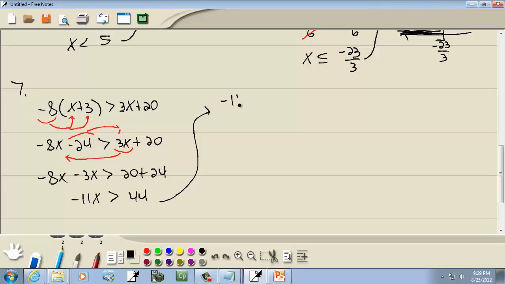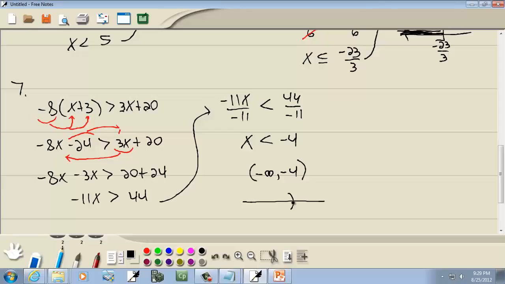Last step, divide both sides by the number in front of your x. So we're going to divide both sides by negative 11. Now we're dividing both sides by a negative number, so our greater than becomes a less than. We flip our inequality symbol. And we got x is less than negative 4. That's going to negative infinity. Less than negative 4 means it doesn't include negative 4, so I put a parenthesis on it. And a parenthesis on negative 4 down here, shaded to negative infinity.